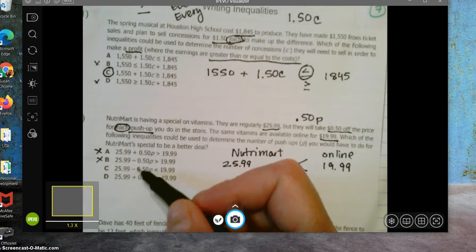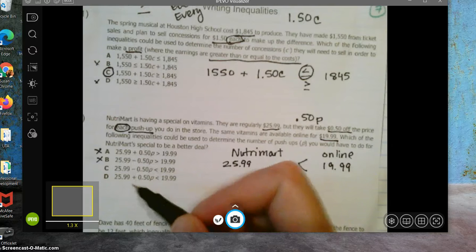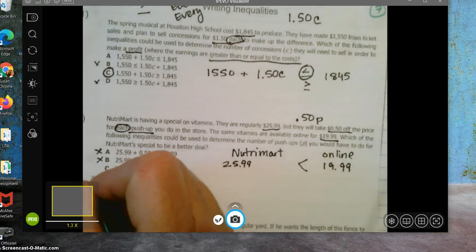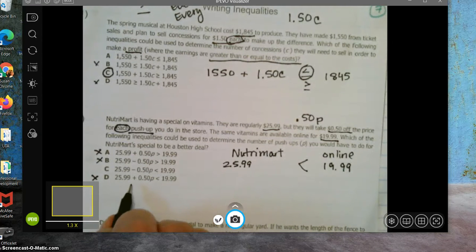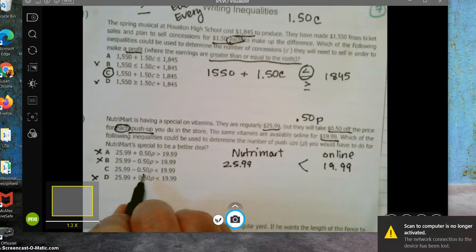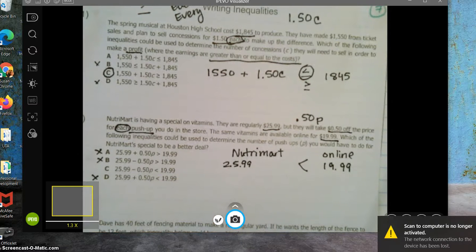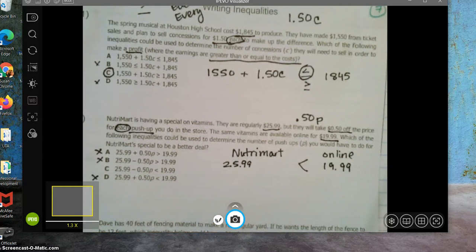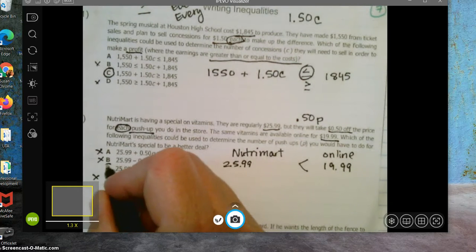Which one shows it coming off of the price? Hopefully you know that's D. That one's going to be wrong, right? Because that means I'm adding it onto the price. Remember, I'm taking it off of the price, okay? So that is going to be C.